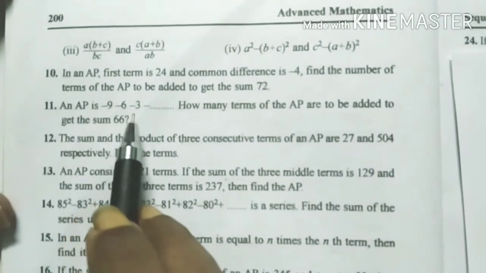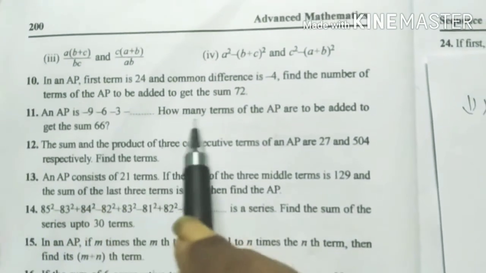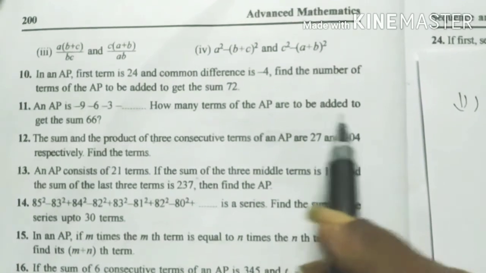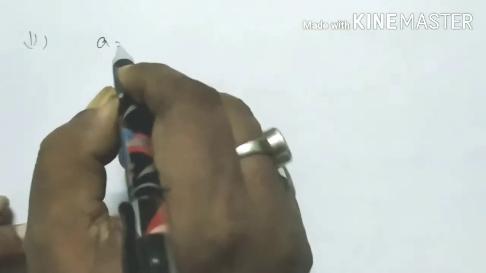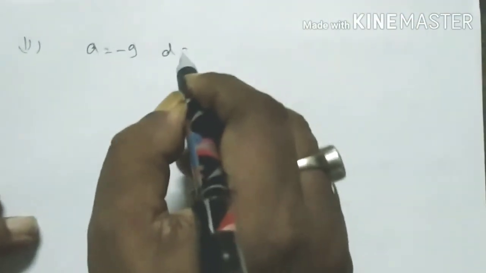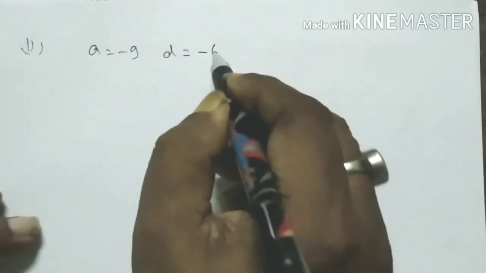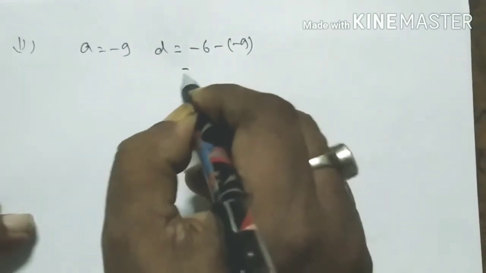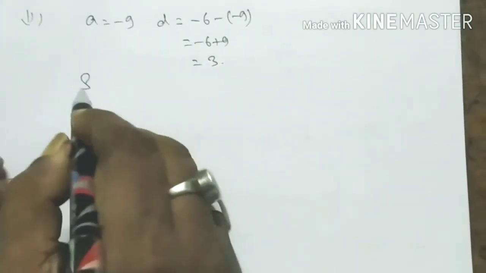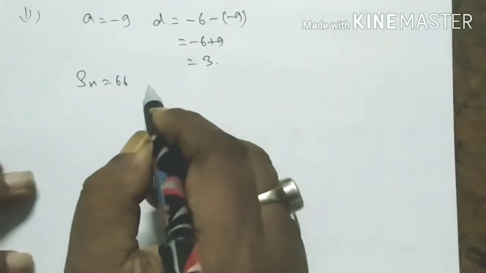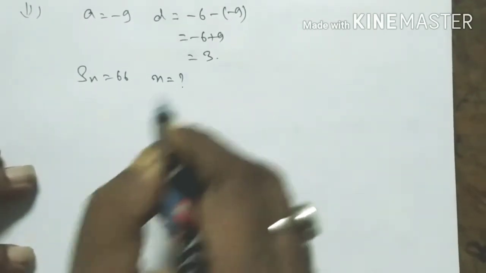Now, here you see question number 11. An AP is -9, -6, -3, ... How many terms of the AP are added up to get the sum 66? It is the same as question number 10. Here A is equal to -9. D is equal to second term minus first term, -6 minus (-9), so -6 plus 9, which comes out to be 3. And Sn is given to you as 66. You have to find n.